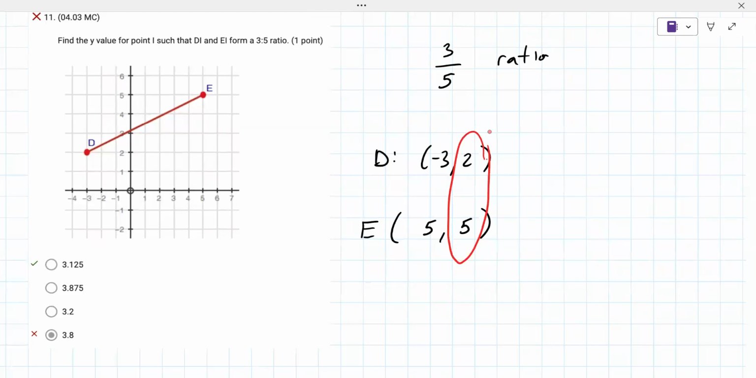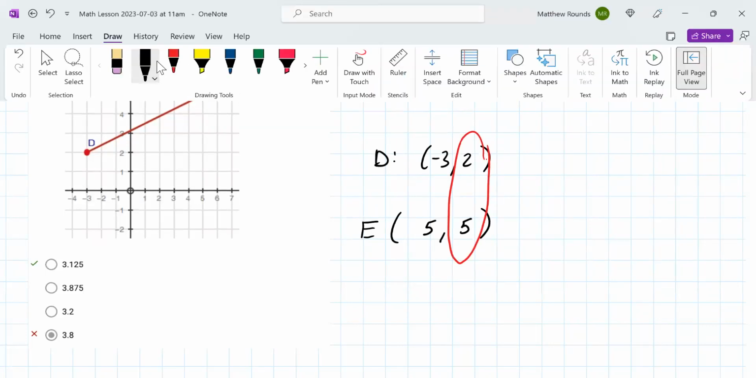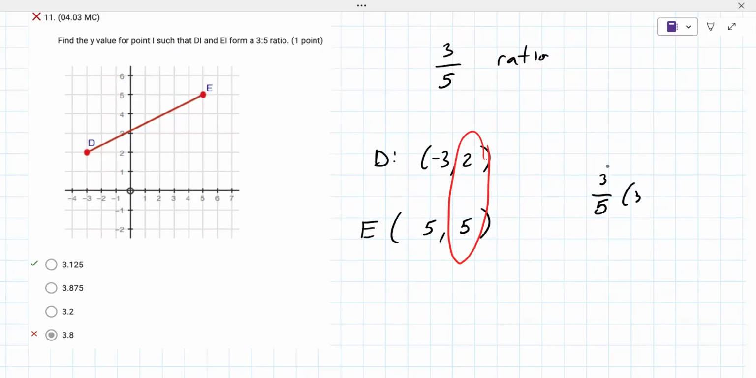How much is that? 3 units. So you need to take 3/5 of 3 units and then add that to the initial Y value. That should give you what you're looking for. Yeah, I got 3.8. So fantastic.